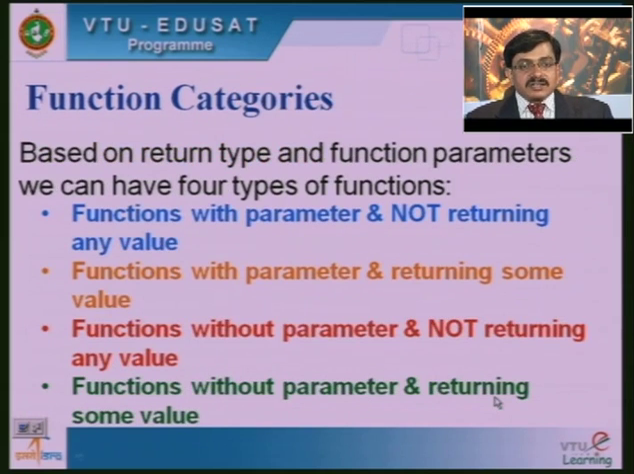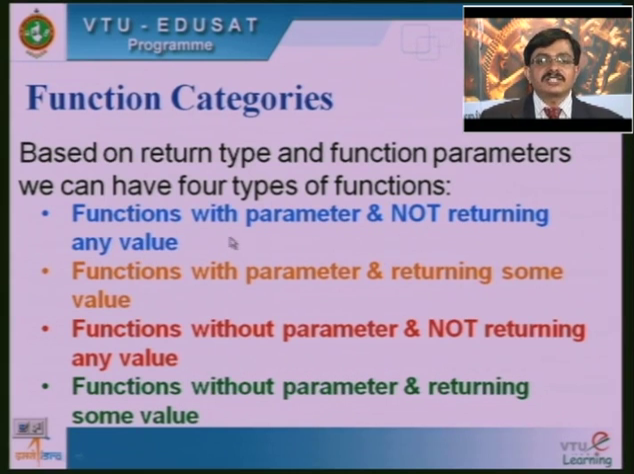Now, based on the return type and the parameters a function is taking, we can have 4 different categories of functions. The first is a function with parameters and not returning any value. Sometimes a function will take the parameter, but it does not return any value. Similarly, we can have a function with parameters and returning some value. The function may take the parameter and also return some value. In certain situations, functions may not take any parameters and also not return any value. And in some situations a function may not take any parameter but return some valid value. So, based on the return type and the parameters the functions are taking, we can have 4 different categories of functions. We will see each one by one along with a program.